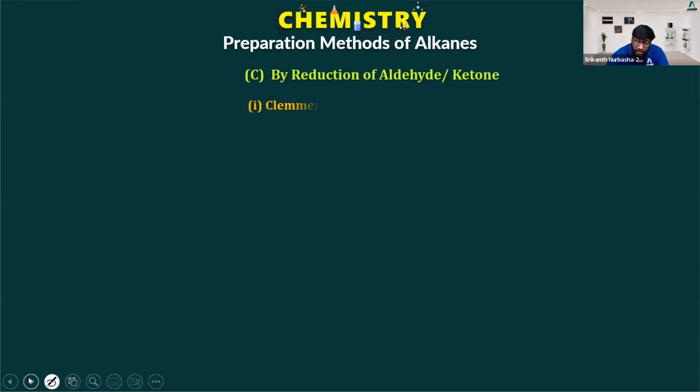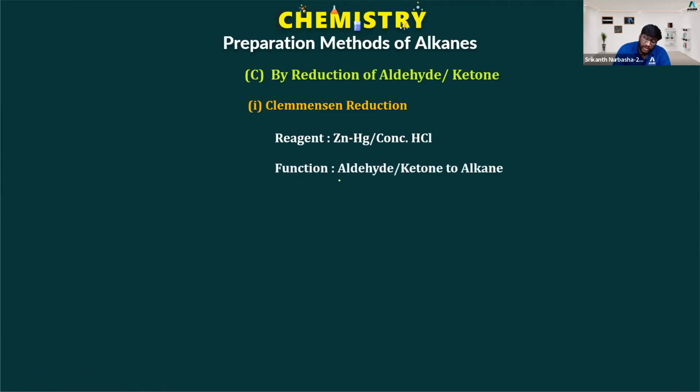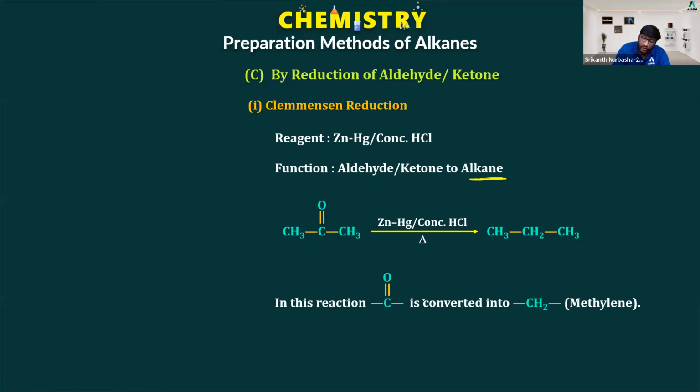By reduction, aldehydes or ketones are converted to the respective alkanes using Clemmensen reduction as well as Wolff-Kishner reduction. Clemmensen reduction: what are the reagents used? Zinc amalgam in the presence of concentrated HCl. That means we are using an acidic medium. The function is that an aldehyde or ketone is converted to an alkane. R-CO-CH3 in the presence of zinc amalgam and concentrated HCl at high temperature forms R-CH2-CH3.